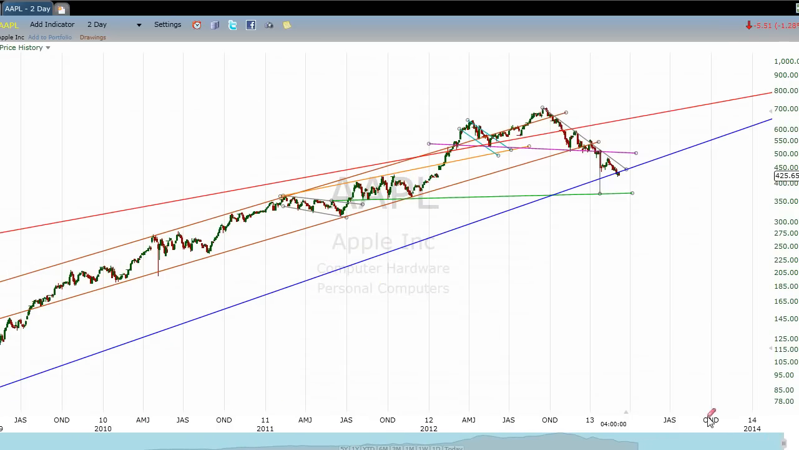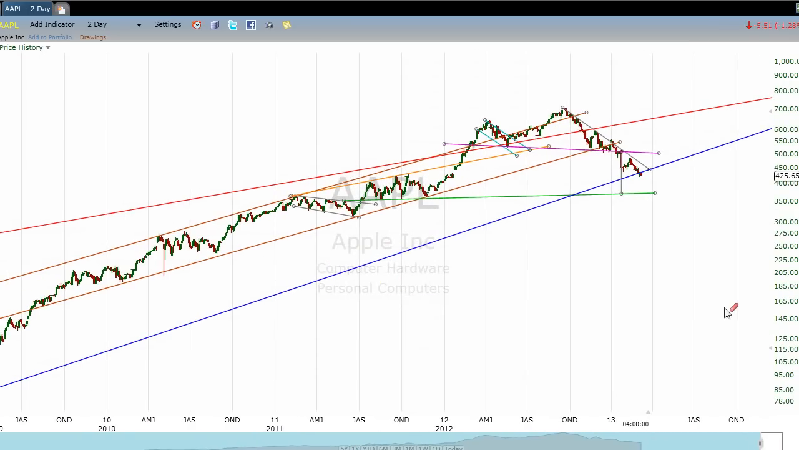If we look at Apple on a 2-day chart, you will see that there was a channel that had developed for much of 2010 that lasted all the way through 2011, and that channel was defined by this line and this line. And when Apple blew up over the top of this line, back in early 2012, that's when I made my first video where I said, is Apple now in technical trouble?